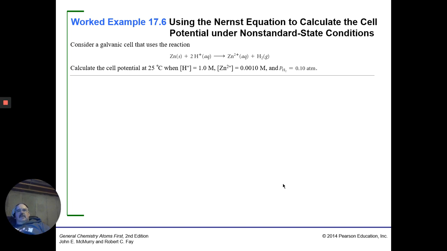Okay, this is using the Nernst equation to calculate the cell potential under non-standard state conditions. So for the Nernst equation, we would want to calculate Q. That is products over reactants. We would leave out the zinc solid, and these are the conditions.